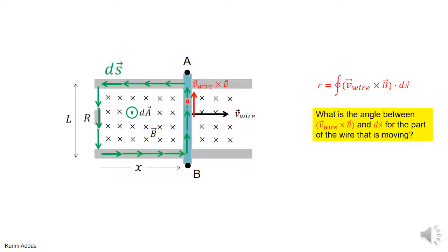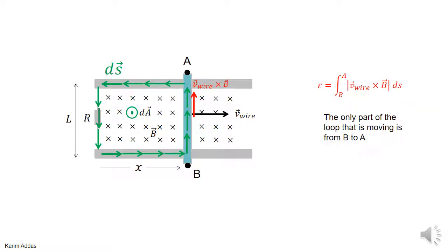Then the ds vectors, what's the angle between the ds vector and the V cross B vector for this part of the rod? Clearly the angle is 0. So we can write that V cross B dot ds is the magnitude of V cross B times the magnitude of ds times cosine of the angle between them. Cosine 0 is 1. So we can write the EMF in this form.